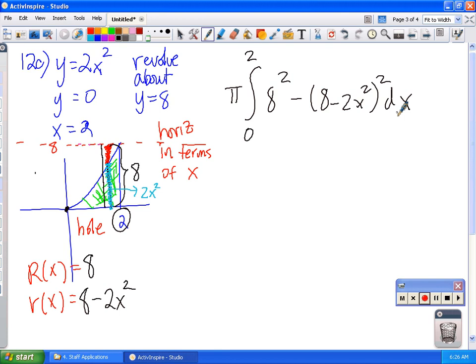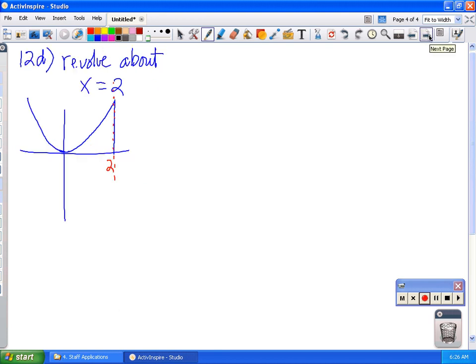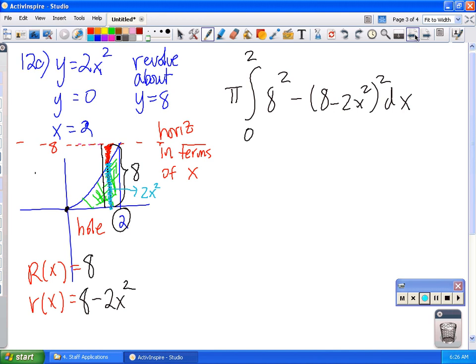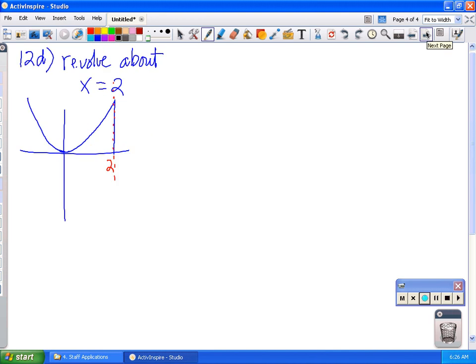Okay, let's take a look at the last problem, which is 12D. This time we're taking the exact same region. Did I make that 2x squared? Yeah, I did. All right. Same region. This time we're revolving around the line x equal to 2.